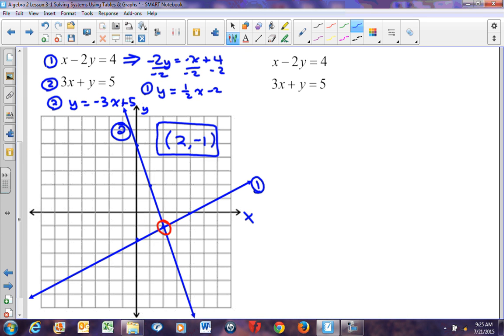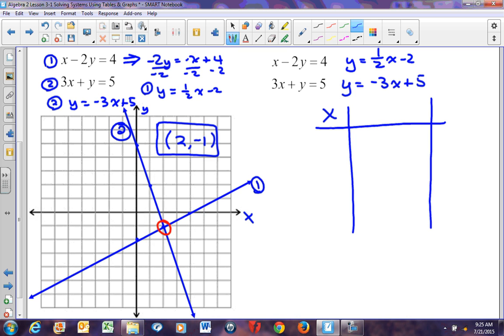Now, if we wanted to solve this using a table, again, I'm going to use the same equations. I'm going to use them in y equals form. So this would be y equals 1/2 x minus 2, and this one would be y equals -3x plus 5. And I already know what my solution is, so you might be a little tainted by that. If you didn't, I would start with like -2 and go from there.